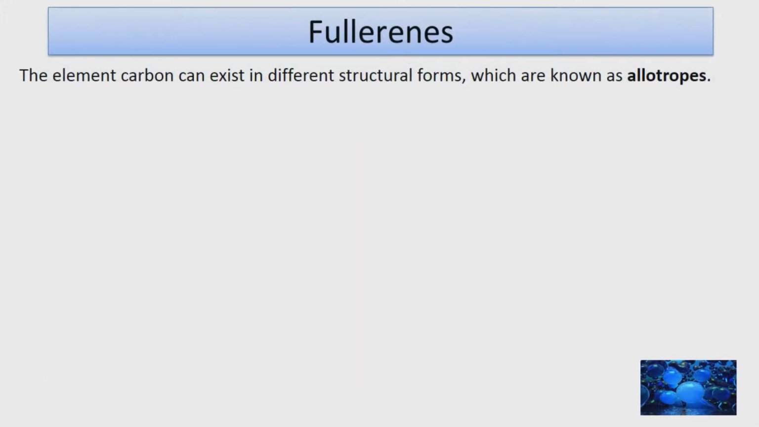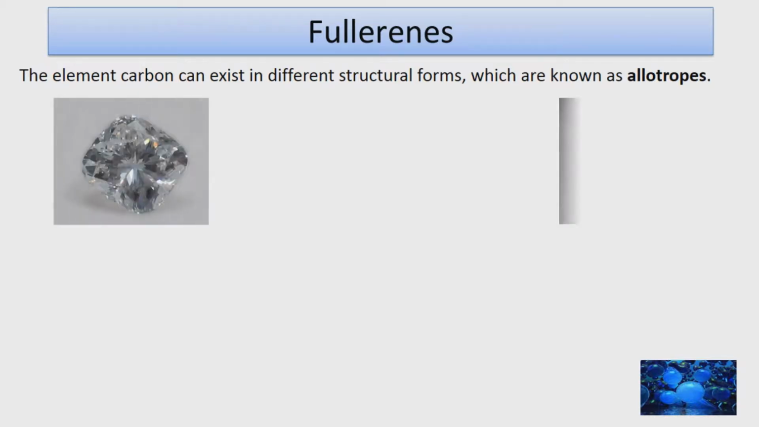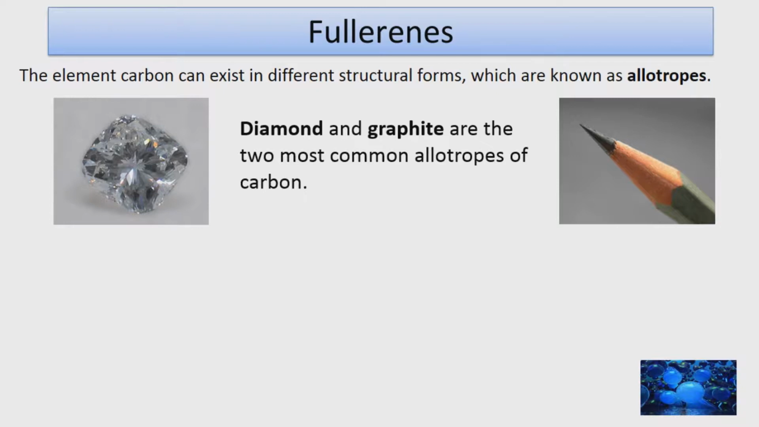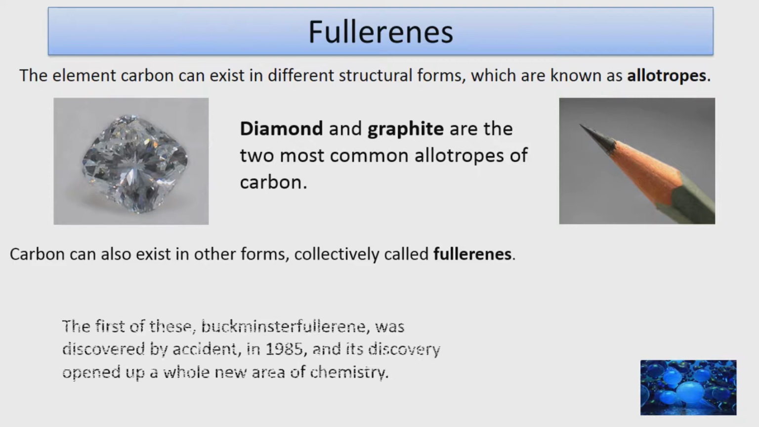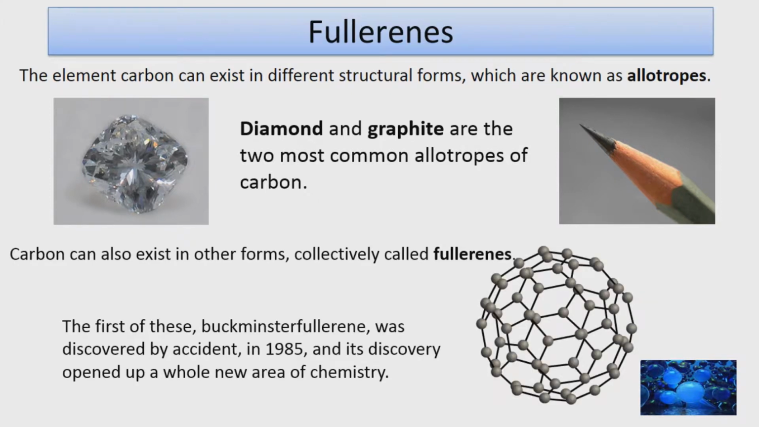We now look at fullerenes. You know the element carbon can exist in different structural forms, which are known as allotropes. So the two common allotropes of carbon we've looked at are diamond, a very hard structure, and graphite, quite a soft structure because of the way they're bonding. Carbon can also exist in other forms, collectively called fullerenes. Now the first of these, Buckminster fullerene, was discovered by accident in 1985, and its discovery opened up a whole new area of chemistry.